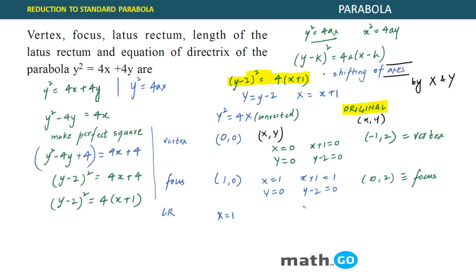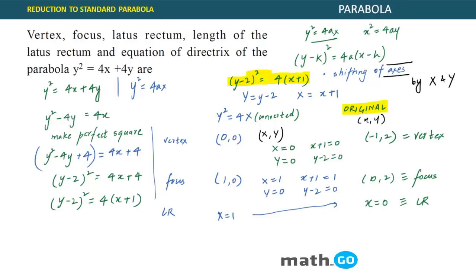Now again you have to just do what? You have to transform this into your original question. So what will it become? Just replace capital X by the value that you have substituted. You have substituted capital X is equal to x plus 1. Absolutely. So this equation should reduce to x is equal to 0. So in this case, the y-axis is the LR.